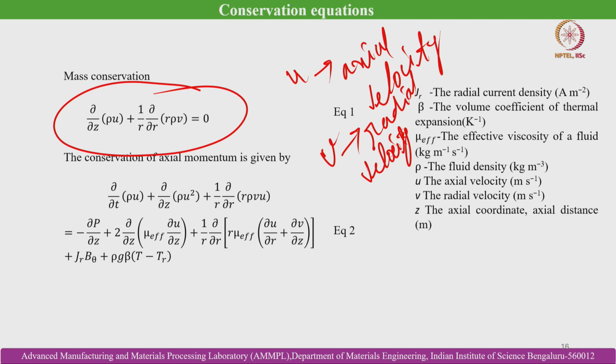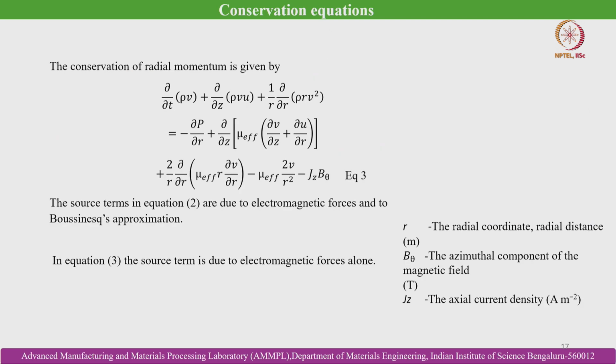Here j r is the radial current density in ampere per meter square, and beta is the volume coefficient of thermal expansion, K inverse. mu effective is the effective viscosity of the fluid in kg per meter second, rho is the fluid density in kg per meter cube, and u and v I have already explained to you, and z is the axial coordinate, that is axial distance. So, we have discussed the momentum conservation equation in axial direction. Now, we are showing the momentum conservation equation in radial direction.